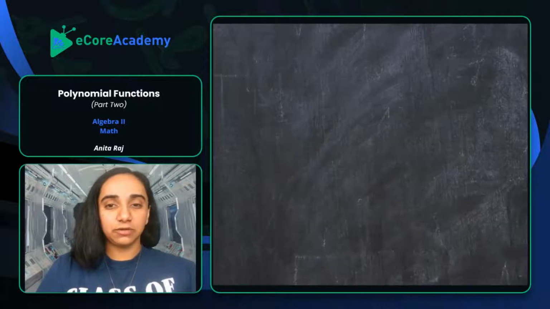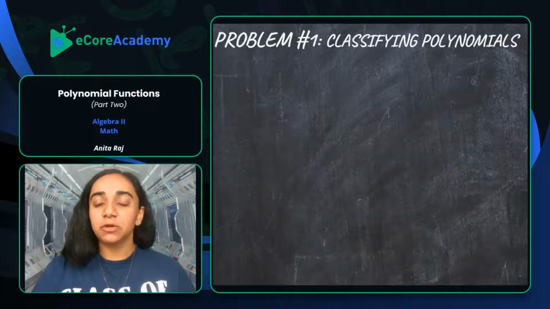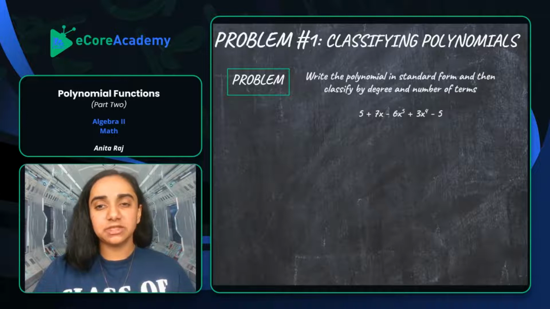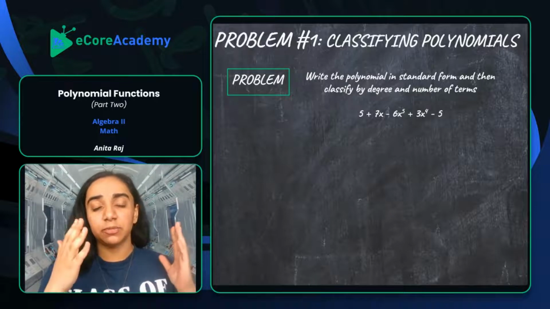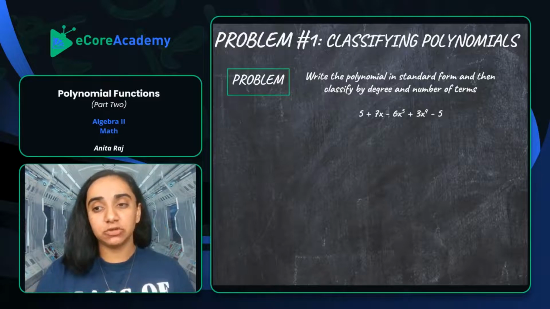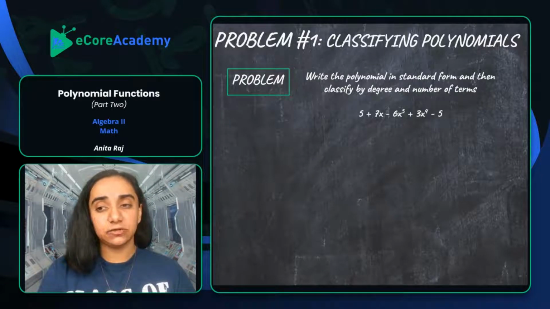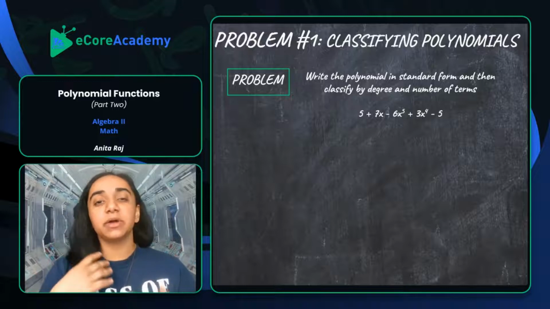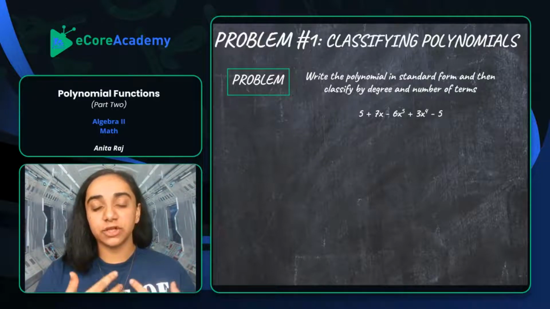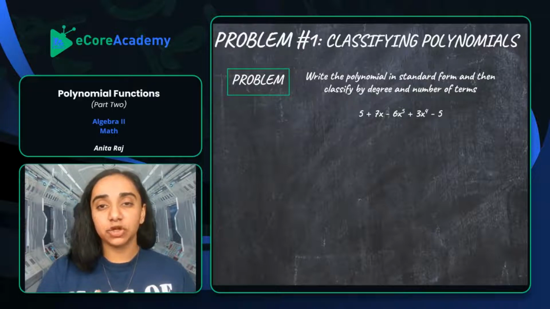All right, let's get rolling right away with this first practice problem. We're going to be classifying polynomials, and I'll show you exactly how. So the problem itself is we're given this polynomial. We're asked to write it in standard form, meaning we have to write it in descending order from the highest degree, the term with the highest degree, to the term with the lowest degree. We want to simplify it and then write it in standard form, and then we want to classify it by the degree, meaning the term with the highest exponent, and then the number of terms that are going to be in the polynomial. Remember, terms are separated by addition or subtraction.